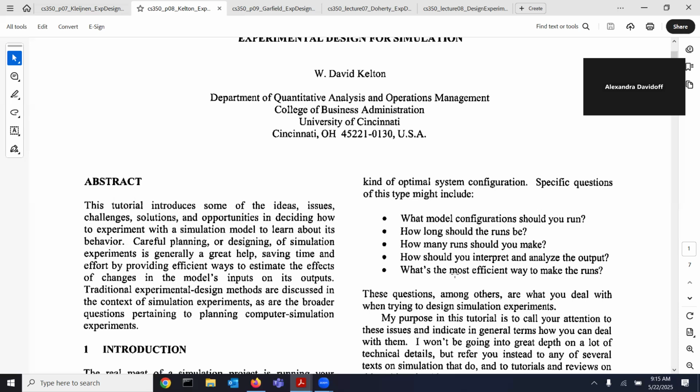Which means, how do you interpret and analyze the results? So if we have these flight simulators down here, we should tour that facility. I'll try to set up a tour of that.